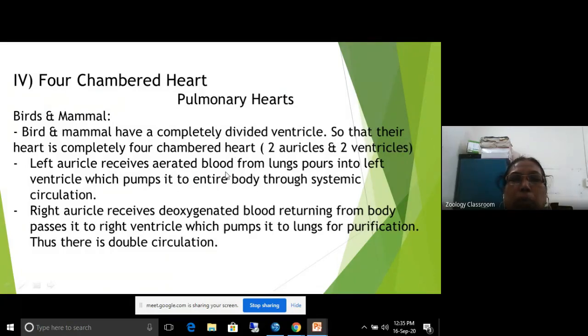The left auricle receives aerated or oxygenated blood from the lungs and pours it into the left ventricle, which pumps it to the entire body through systemic circulation. So it is present on the right side in birds, on the left side in mammals. The right auricle receives deoxygenated blood returning from the body and passes it to the right ventricle, which pumps it to the lungs for purification. Thus there is a double circulation.